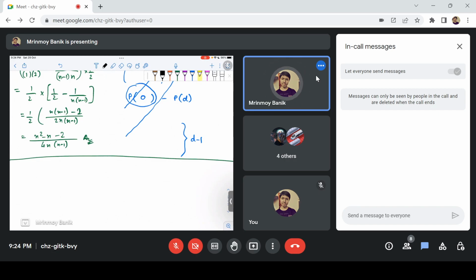Moving on, we have the second kind of sum. So here you have the numerators, for example, 1 times 2 times 3 plus 2 times 3 times 4 plus 3 times 4 times 5, like that up till n times n plus 1 times n plus 2.